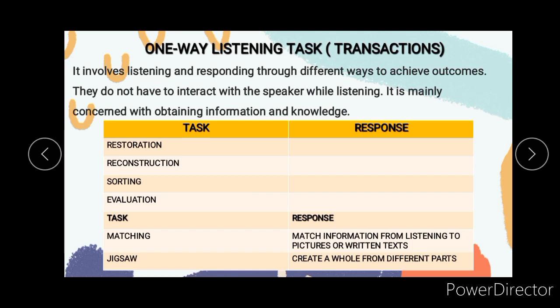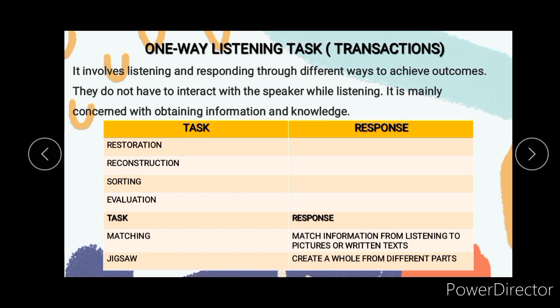Next one is the one-way listening task or the transaction. It involves listening and responding in different ways to achieve an outcome. They do not have to interact with the speaker while listening. It is mainly concerned with obtaining information and knowledge.